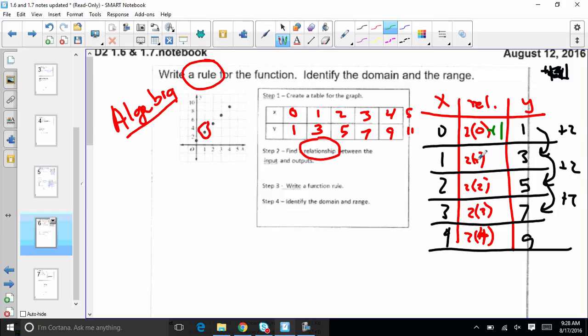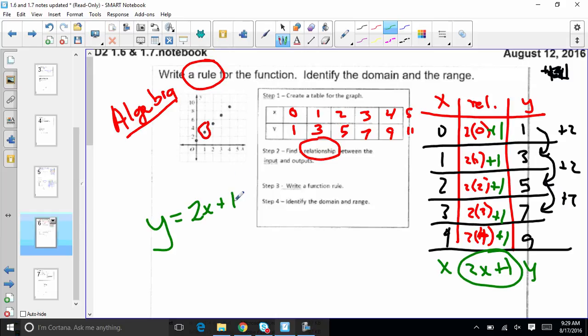1 times 2 is what? 2. Then we have to add 1. In every case, we have to add a 1. So now we're in a good spot. If I go down to the bottom, I've got my x and y. What do I have to do to x to get y? Well, I take it, I multiply times 2, and I add 1. That's my rule, and my function should say, in order to get y, I got to double x and add 1.